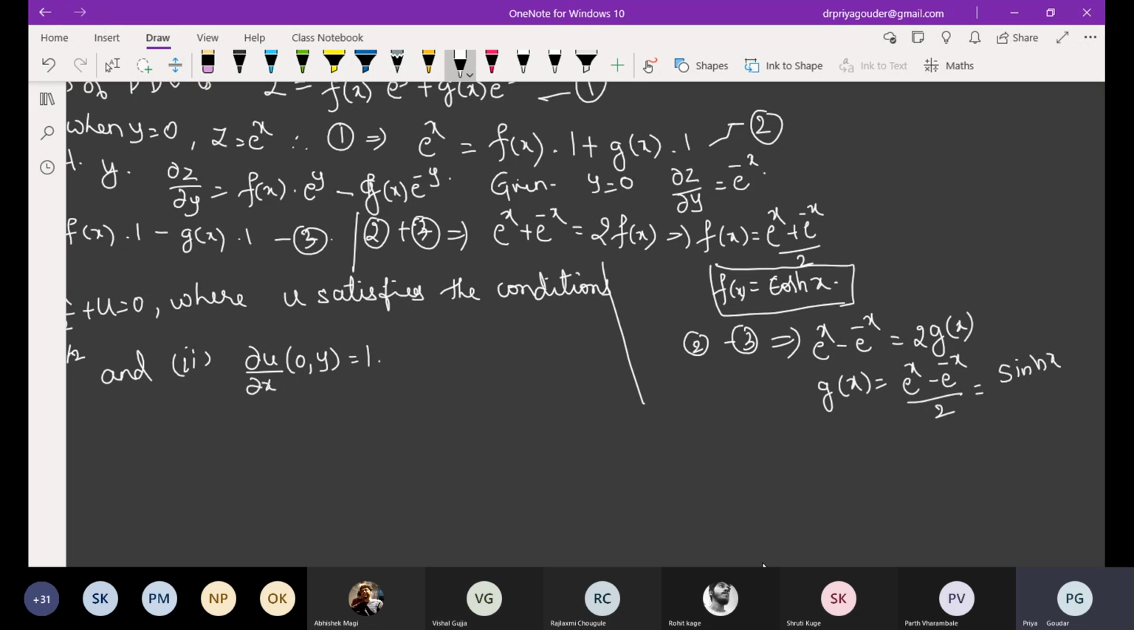After getting this, the last step is to substitute the values of f and g in equation 1. That is the end of the problem. So z equal to what you have written: f of x is cos hyperbolic x, e raised to y, and g of x is sine hyperbolic x, e raised to minus y. What is this called as?